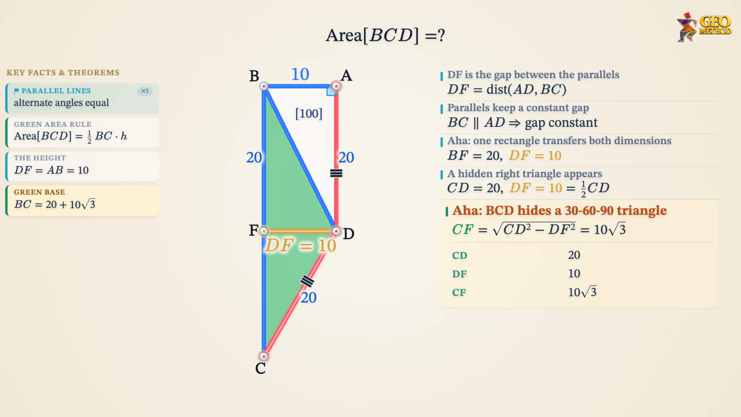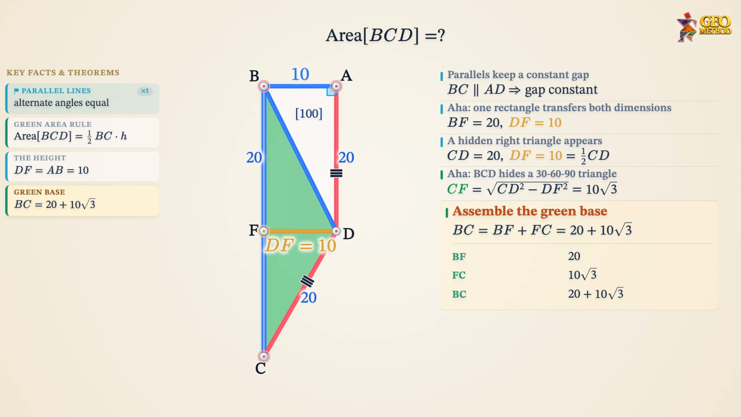Aha! A leg equal to half the hypotenuse is the fingerprint of a 30-60-90 triangle. Pythagoras makes the other leg segment, CF, equal to the square root of 300, or 10 square root of 3. The green base splits at F. Segment BF is 20, and segment FC is 10 square root of 3. So segment BC is 20 plus 10 square root of 3.